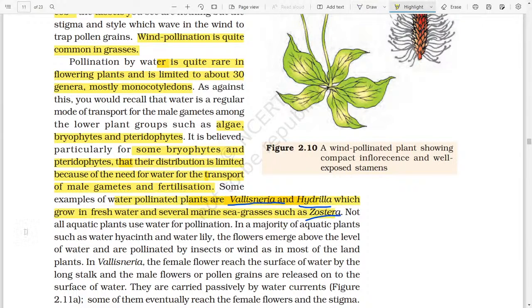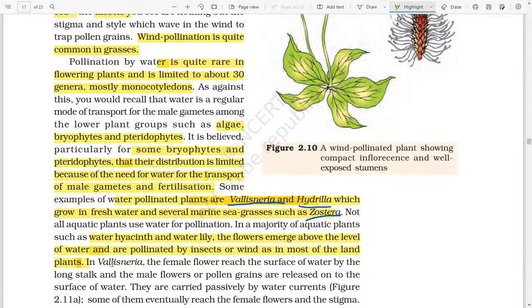Not all aquatic plants use water for pollination. In a majority of aquatic plants such as water hyacinth and water lily, the flowers emerge above the level of the water and are pollinated by insects or wind, as in most of the land plants.